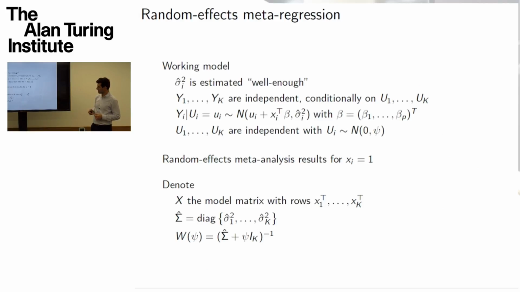Random effects meta-analysis results when all the covariates are 1. So in that case, you're simply interested in the size of the effects from the summaries. What I'm going to do here, I'm going to denote X to be the model matrix with rows x_1 to x_n. Sigma hat will be the diagonal matrix with the summary variances on the diagonal, and W will be the inverse of the marginal variance-covariance matrix for Y. This parameter psi is what is called the heterogeneity parameter. So they are trying to capture how heterogeneous the studies are and control for that heterogeneity before saying something about beta.